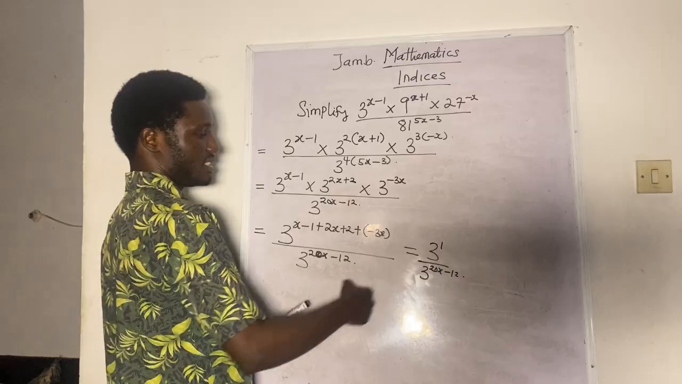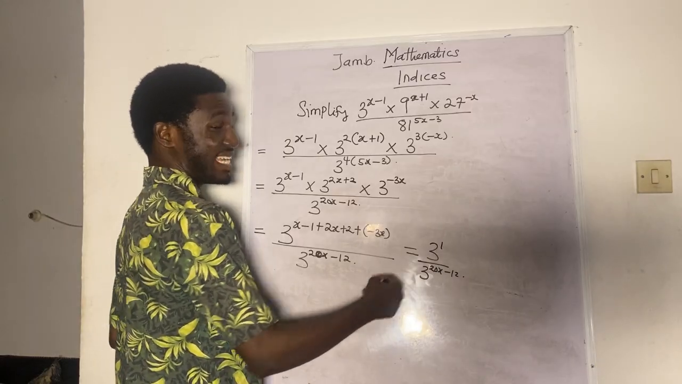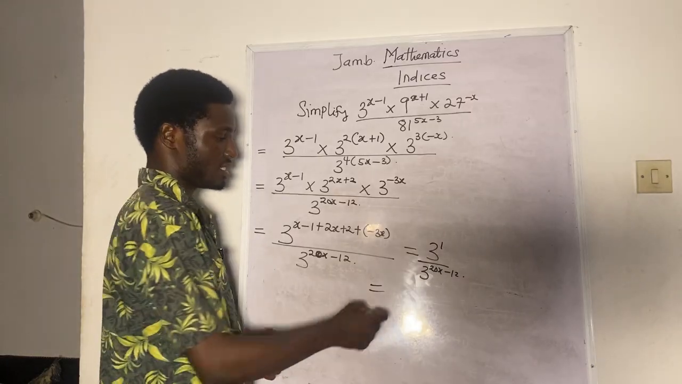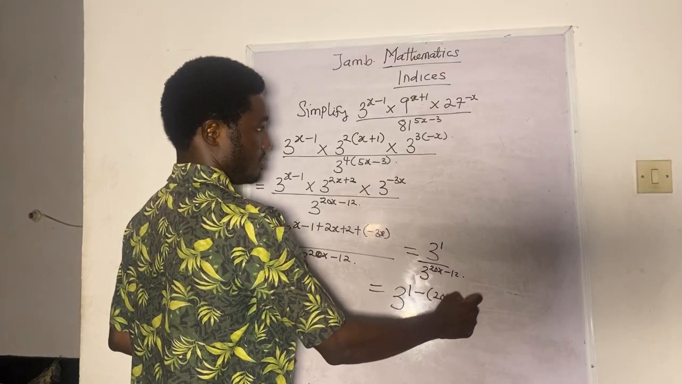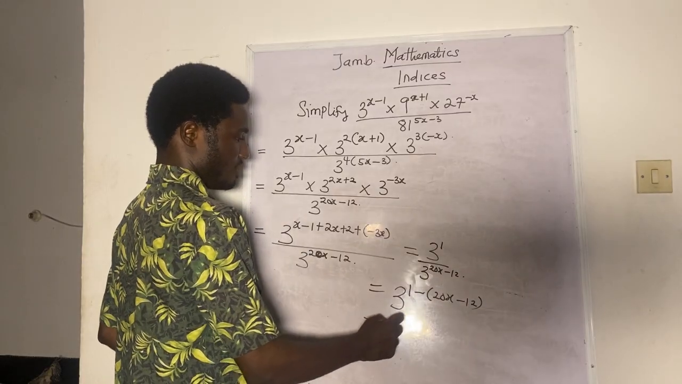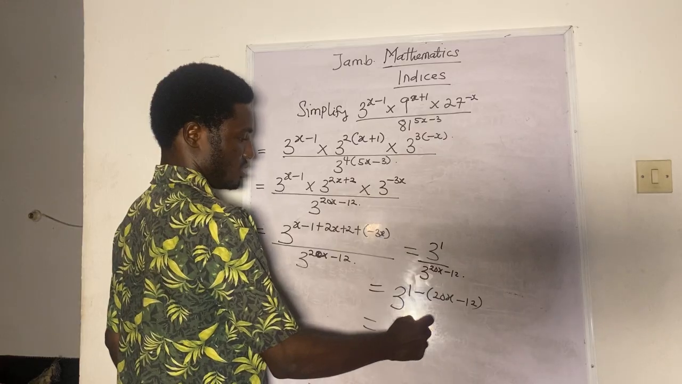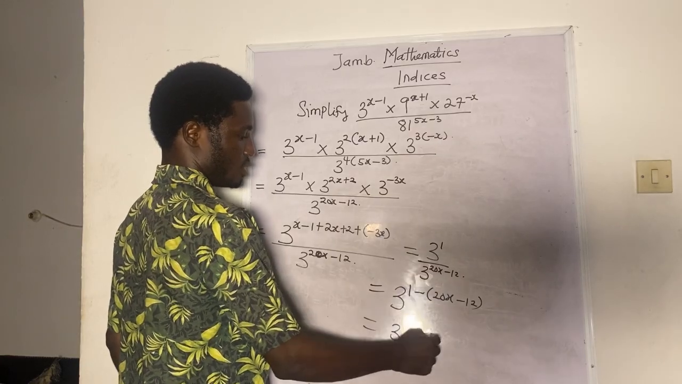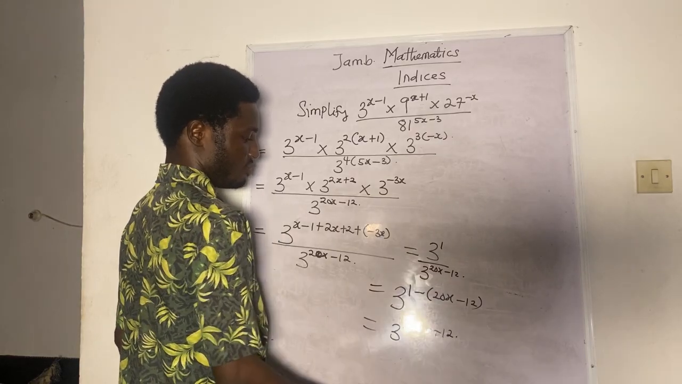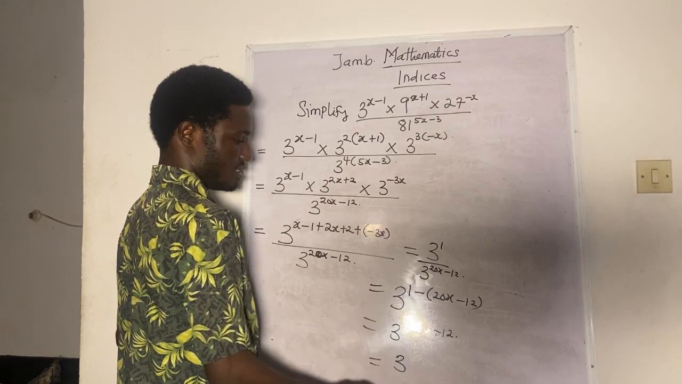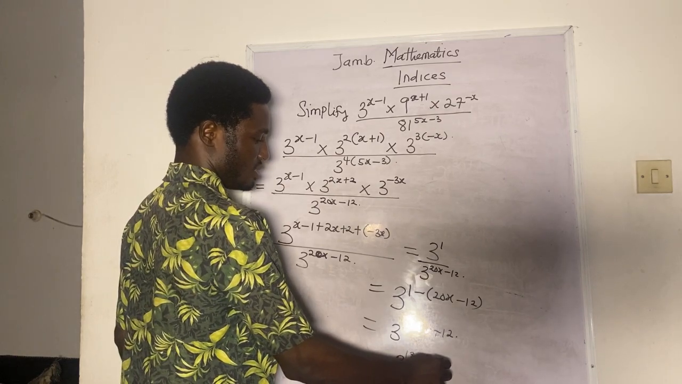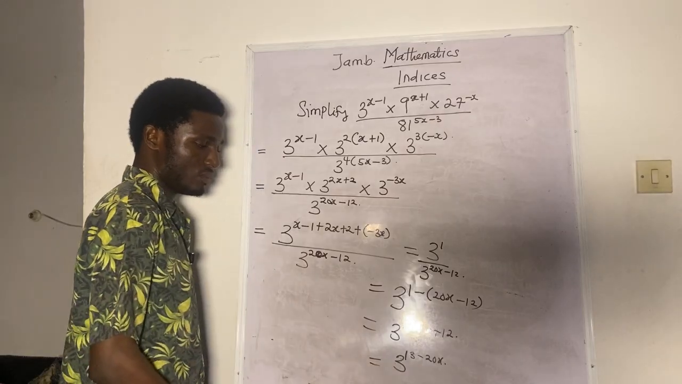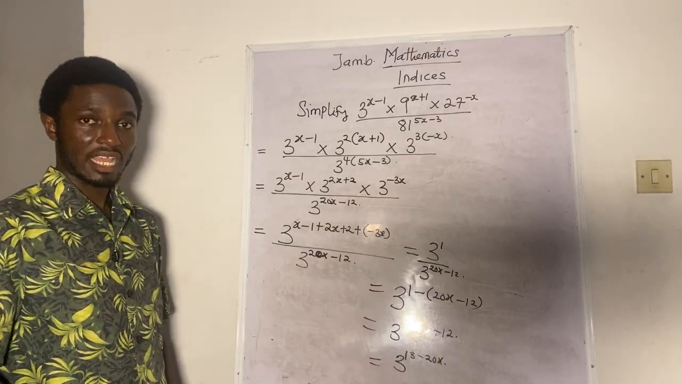So since they are of the same base, we can now subtract, and they are dividing themselves. We pick 3, power 1 minus, open bracket, 20x minus 12. That becomes 3 to the power of 1 minus 20x. Minus minus is what? Plus 12. So the answer becomes 3 to the power of 1 plus 12, which is 13 minus 20x. So this is how our answer looks.